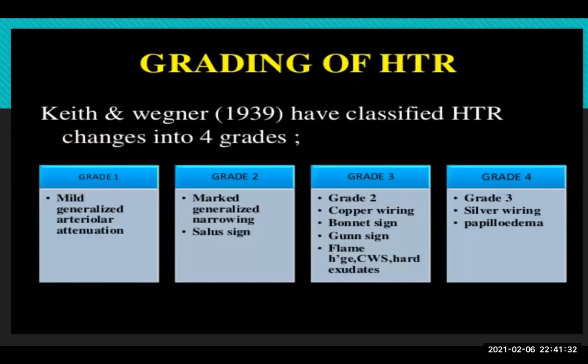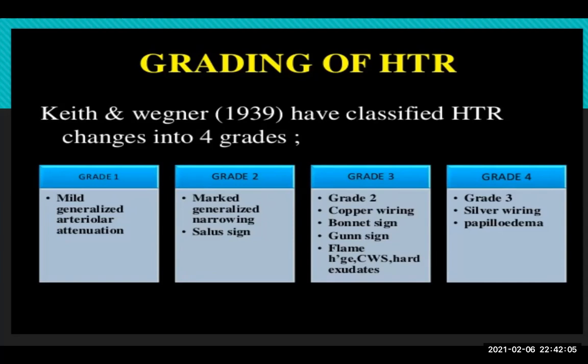So grading of the hypertensive retinopathy by Keith and Wagener in 1939, they classified the hypertensive retinopathy changes into 4 grades. Grade 1, mild. Grade 2, marked or moderate. Grade 3, severe. Grade 4, it's an emergency.